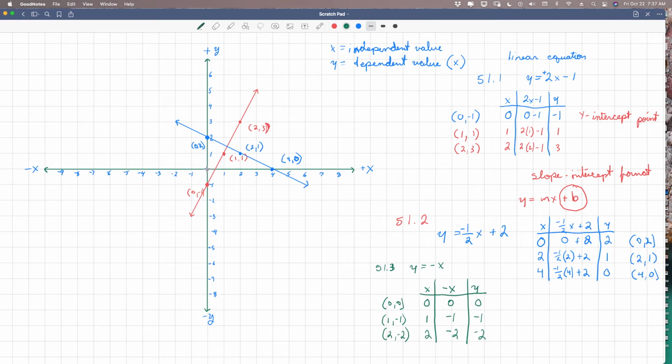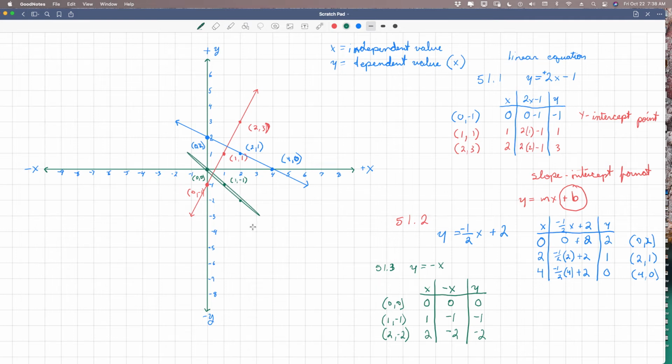So we start with 0, 0 as our first point, and I'm going to label it here. 0, 0. Our next point is 1, negative 1. I'm going to label that 1, negative 1. And then our next point is 2, negative 2. So we go 1, 2 on the x-axis, and then down, because it's negative, 1, 2 on the y-axis. So now we have this downhill line, which is the correct line.